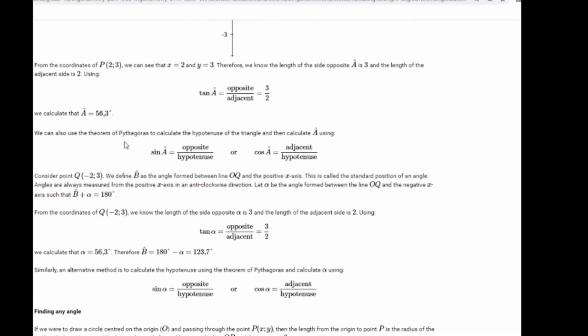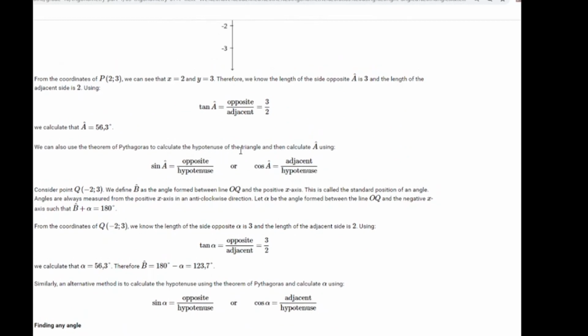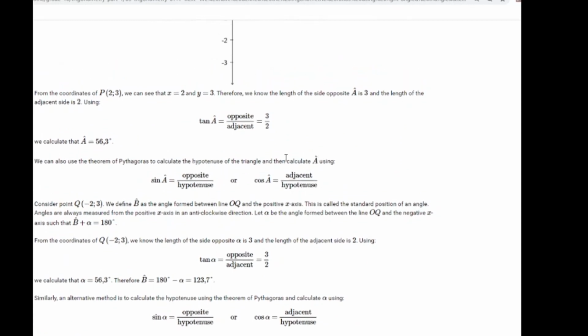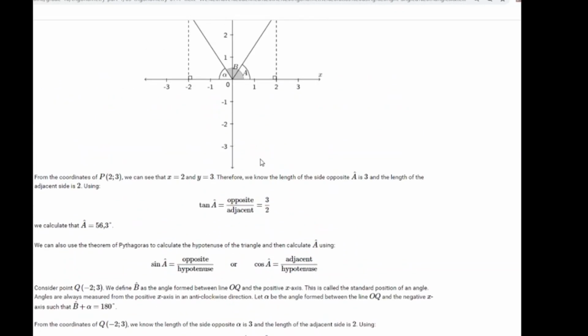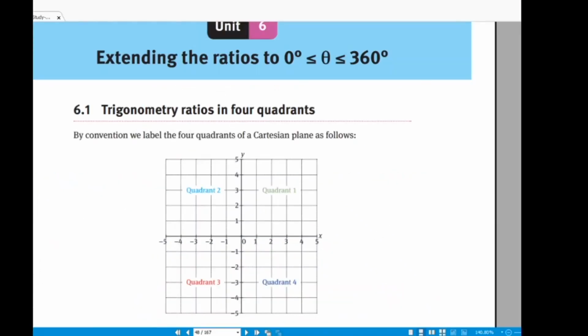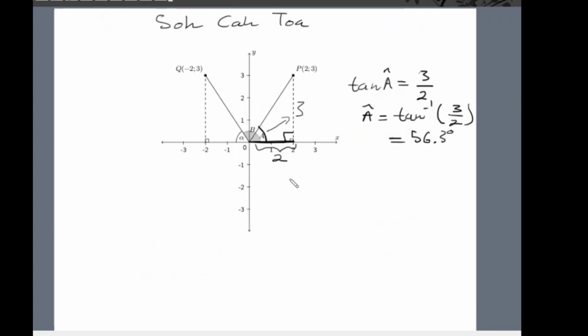So we can use the theorem of Pythagoras to calculate the hypotenuse of the triangle and then calculate the value of A using sine and cos. Just to demonstrate, we can define the hypotenuse as r, and here this is y, that is x. So calculating the hypotenuse r, that will be the square root of 13.